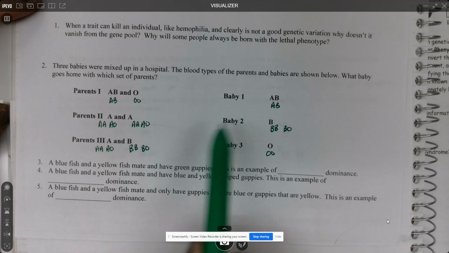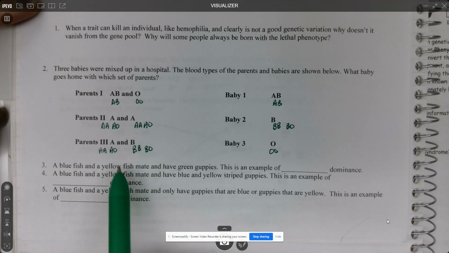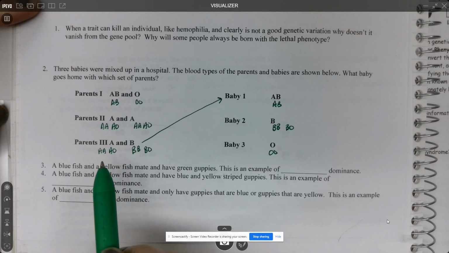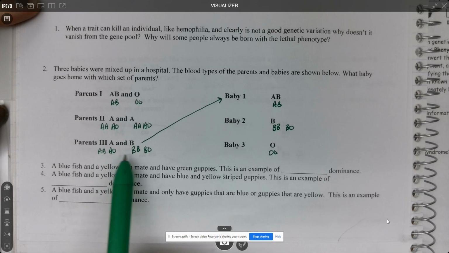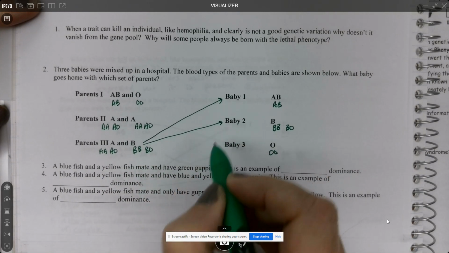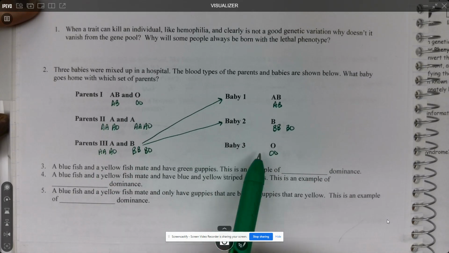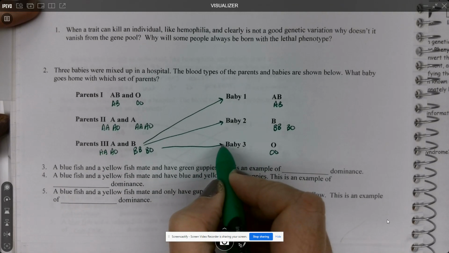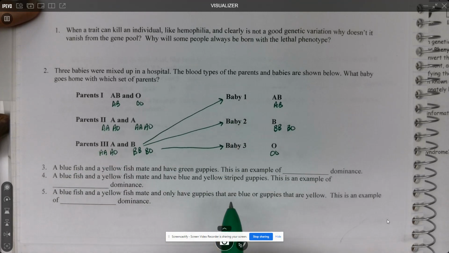So very specifically, we'll start down here. Could parents 3 make an AB baby? Could they get an A from one of the parents and a B from the other parent? And the answer is absolutely. So they could totally make baby 1. What about baby 2? Could they make a B baby? If they took an O from one parent and a B from the other parent, they could totally make a B baby. So this is not super helpful yet. And parents 3, could they make an O baby? If you look at their genotypes, if they were both heterozygous, they could totally make an O baby. So really, parent pair 3 could make any of these babies. So that's not very helpful.